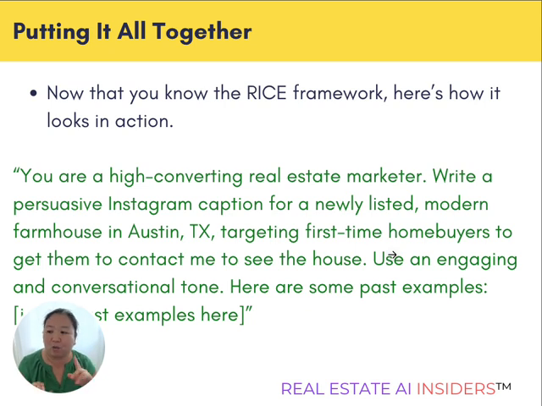You can say with the role, you are a high converting real estate marketer. And then you give it the instructions: write a persuasive Instagram caption for a newly listed farmhouse in Austin, Texas. Now you're giving it even more context: this is for first-time home buyers to get them to contact me. And this is the tone I want: use an engaging and conversational tone. And then you can say, here are some past examples of my social media postings. By putting it all together like this, you are going to get a lot better outputs from your AI.